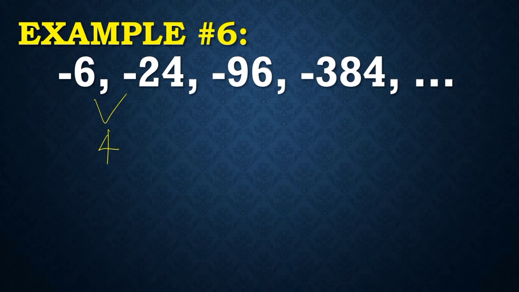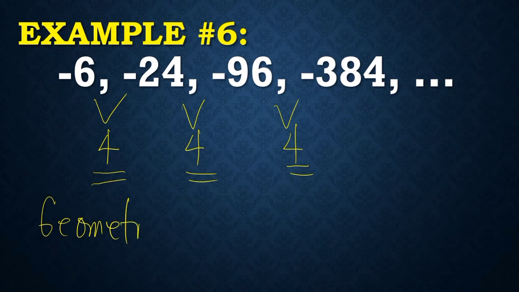And then negative 96 over negative 24, that is 4. Negative 384 over negative 96, that is positive 4. Okay. So, since pare-pareho yung ating mga nakuhang sagot, okay. So, kahit i-check man natin, negative 6 multiply to 4, the answer is negative 24. So, this means our given sequence is a geometric sequence.